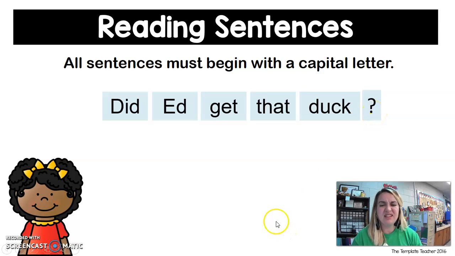So let's double check. Did this sentence start with a capital? The first letter, that D, is it capital? It sure is. Did it end with an ending mark? Well, that's a question mark, and that's an ending mark.